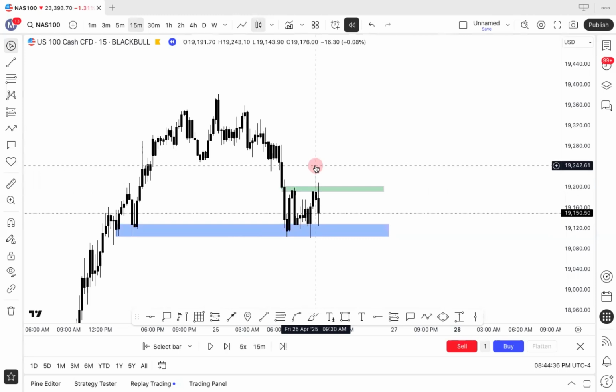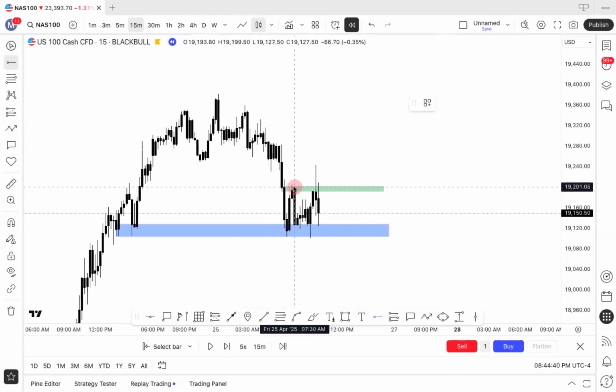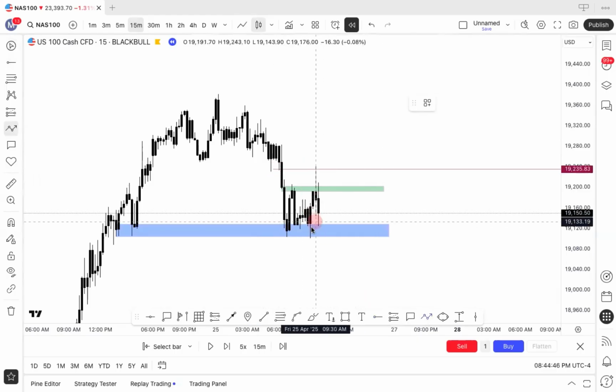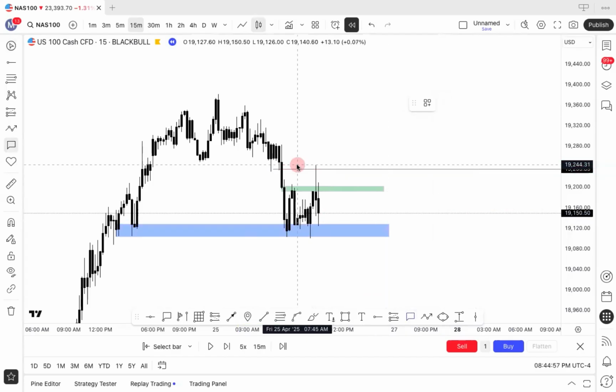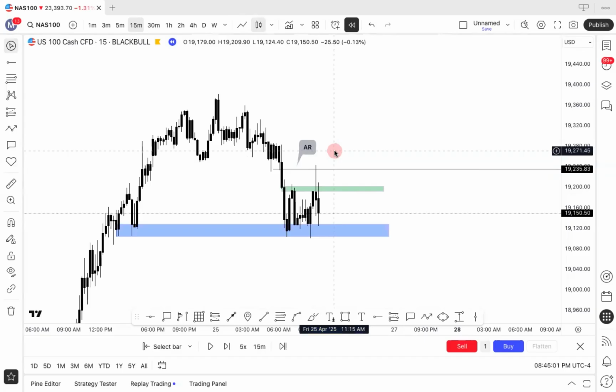We're getting wicks. Maybe we're sweeping liquidity. Maybe we're just taking people out of the market. And also, this is an AR level. If you don't know why this is an AR level, please watch my video, because we anticipated it. And that's what ARs are all about: anticipating, knowing, reacting off of price action.